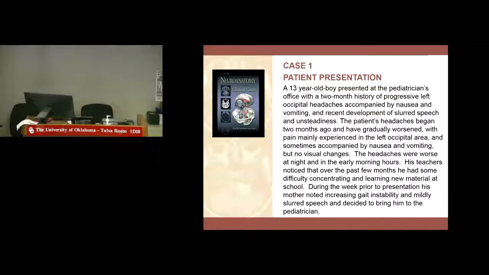So, okay. The patient's headaches began 2 months ago, gradually worsened with pain mainly experienced in the left occipital area, and sometimes accompanied by nausea and vomiting, but no visual changes. So is it a migraine? I don't know. The headaches were worse at night and in the early morning hours. So that's another notable symptom.